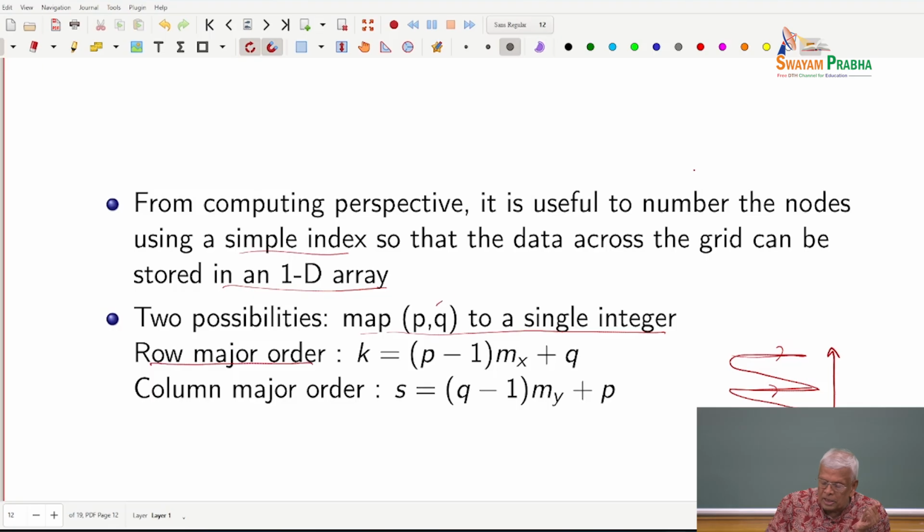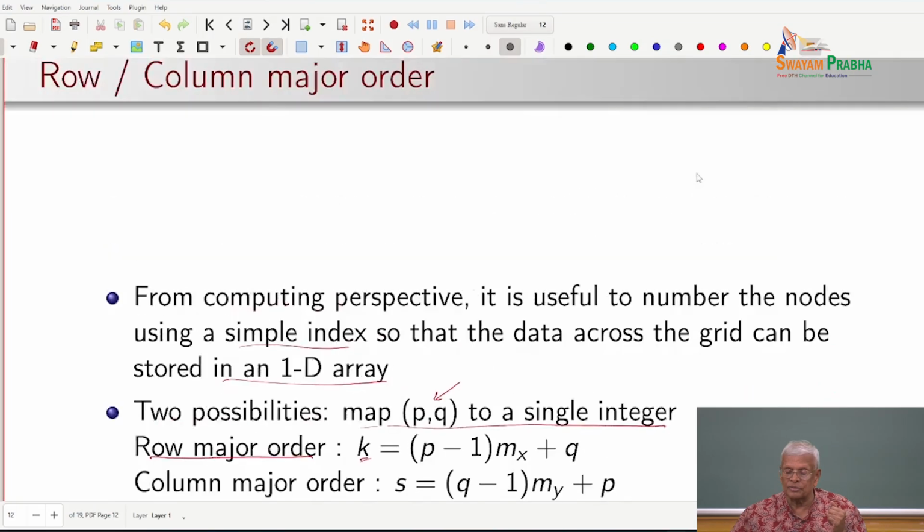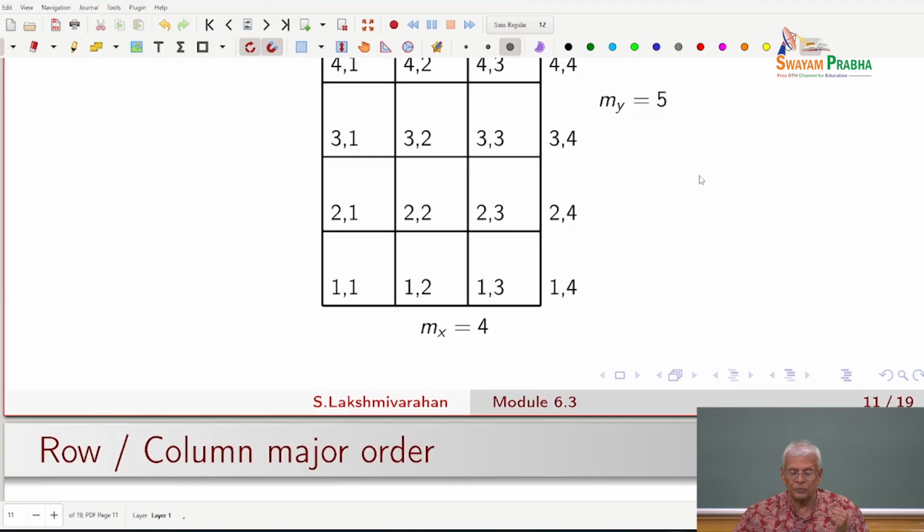So the point p comma q now inherits an index k, where k is p minus 1 times mx plus q. For example, if you go back to the previous grid and consider the point 3 3, I have to pass two levels because it is the third point in the third level. Each level has 4 points, so 2 times 4 is 8. And in the given level I have 3 points. So 8 plus 3 is 11.